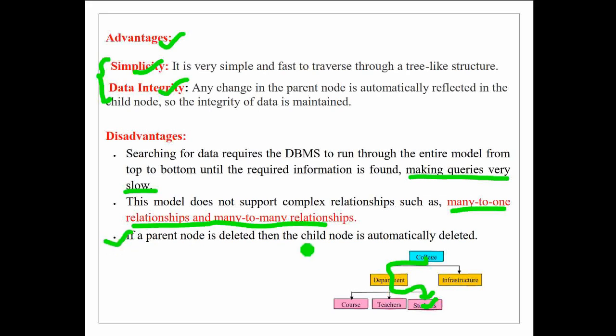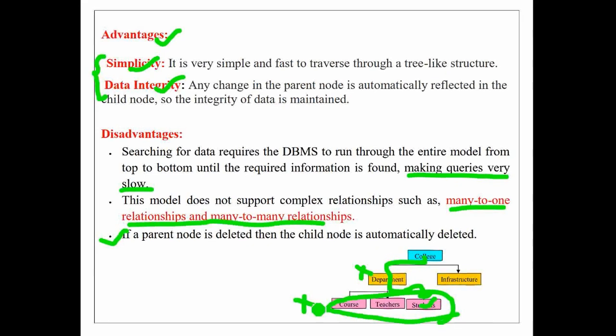The next disadvantage is that if a parent node is deleted, then automatically the child node is also getting deleted. For example, if you want to delete the department node, then all the nodes which are connected to it, that is courses, teachers and student nodes, are also getting deleted. This is one of the notable limitation of hierarchical model.